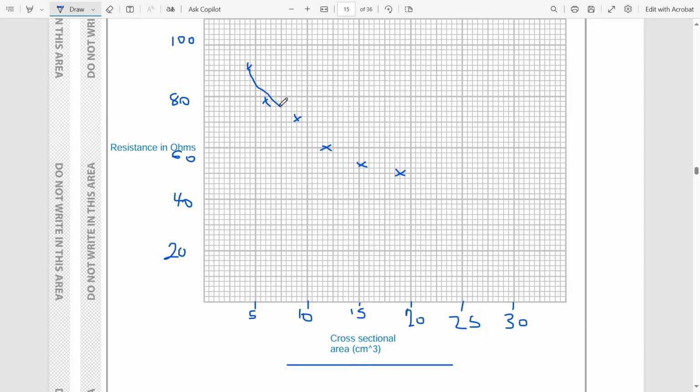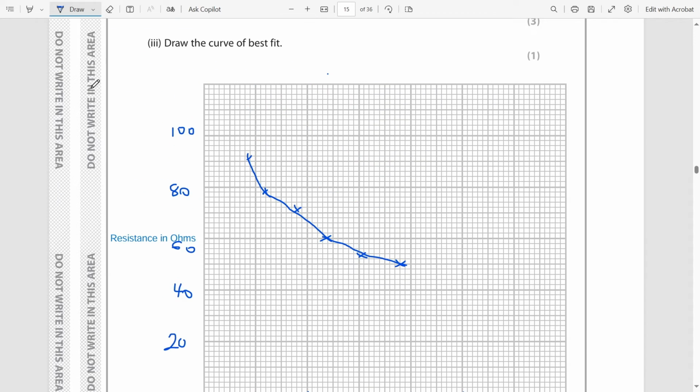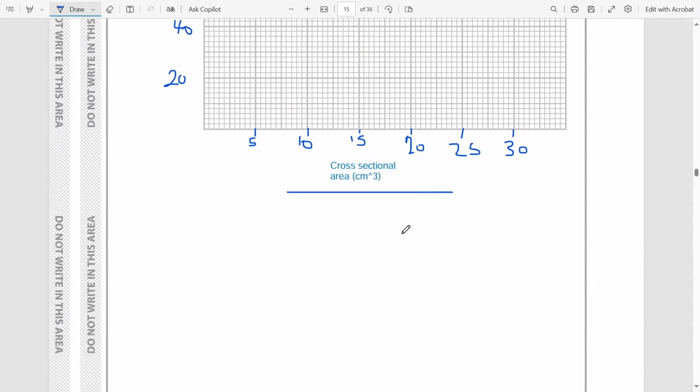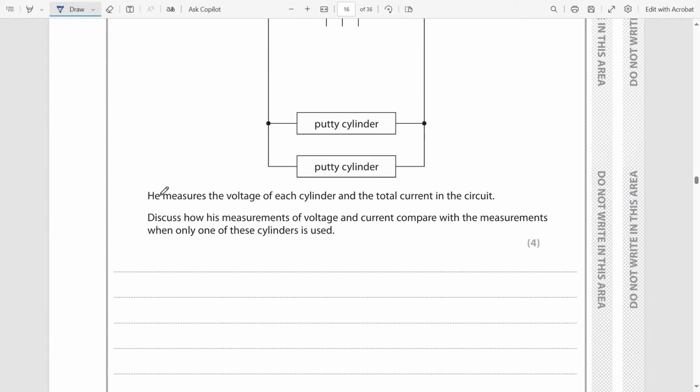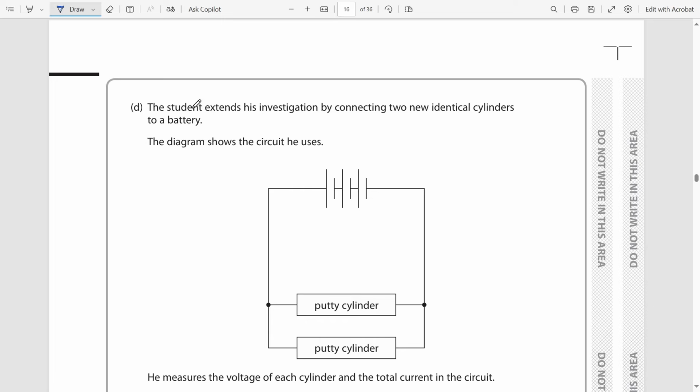So the curve should look something like that. At least drawn a little bit better than mine. Let me try that again, guys. Yeah, more like that. Yep. Next one. I don't like that one. Okay. The student decides to extend his investigation by adding 2 identical cylinders to a battery.